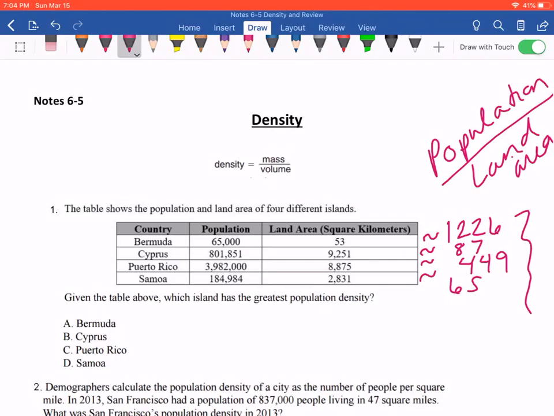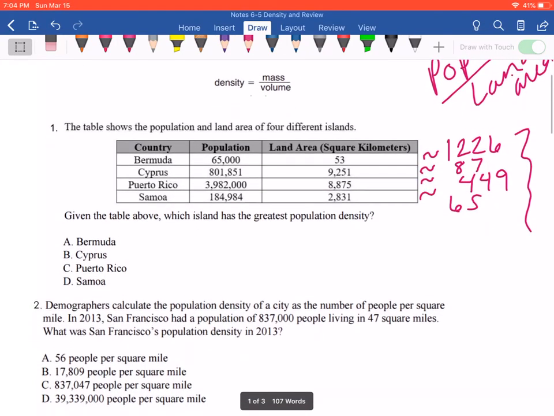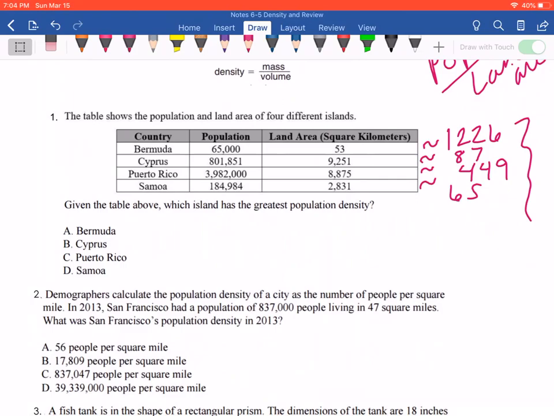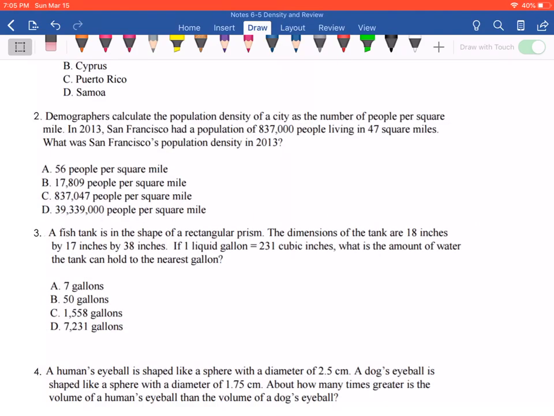And you can see how I've gone ahead down the side here and I've calculated all of these for us. Definitely Cyprus has the least number of people per square kilometer. It looks to me like Bermuda, in fact, has the most people per square kilometer. So that's actually going to be our answer because we're looking for the greatest population density, that is found in Bermuda.